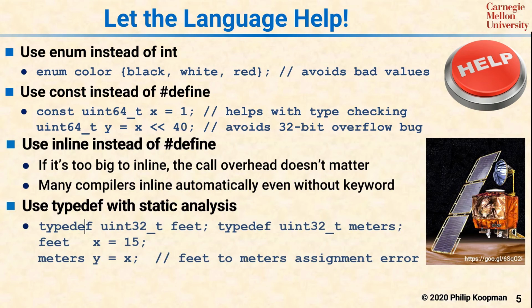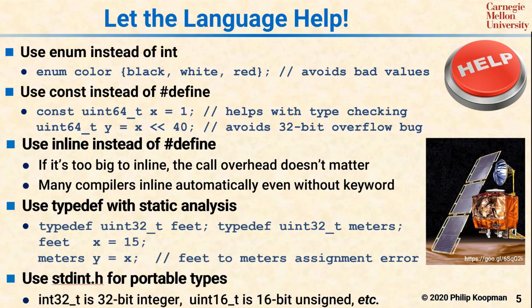Finally, because embedded systems have varying word sizes, it can be extremely helpful to be explicit about the size of a variable, such as using int32_t for a signed 32-bit integer instead of plain old int. The standard stdint.h header provides a standardized C language way to do this.